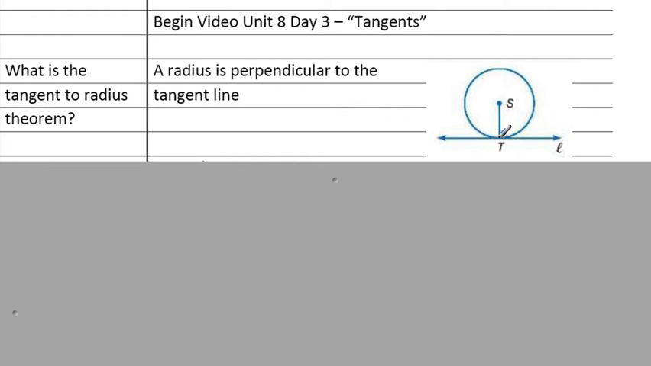So a tangent line again touches the circle at one point. It's a line that touches the circle at one point, and if you have a radius that intersects with the tangent, it will be perpendicular to the tangent line, meaning it will form a 90-degree angle with a tangent line, which is going to open up lots of possibilities. For example, Pythagorean theorem.